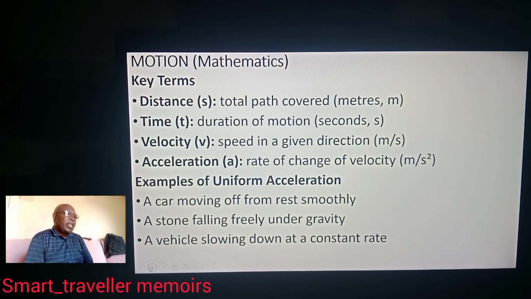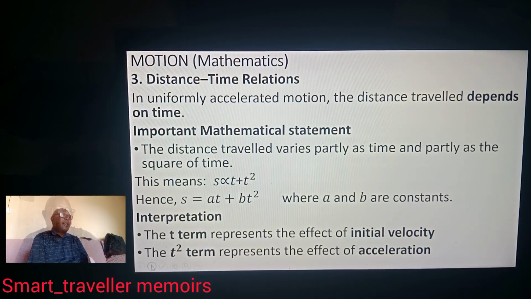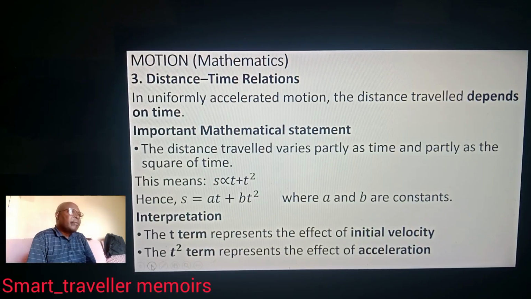Examples of uniform acceleration: a car moving off from rest smoothly, a stone falling freely under gravity, a vehicle slowing down at a constant rate. Number 3, distance-time relations. In uniformly accelerated motion, the distance traveled depends on time.